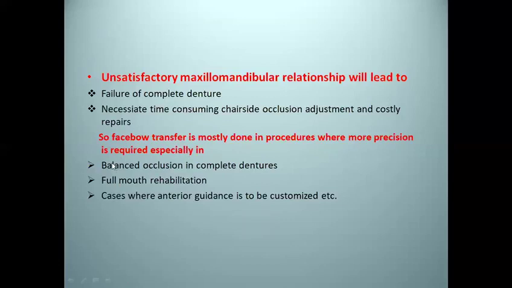So especially in cases like balanced occlusion, incomplete dentures, full mouth rehabilitation, cases where anterior guidance is to be customized, cases in which cuspal form of teeth are to be used, and other cases which require more precision, face bow is done. So this is all about face bows.